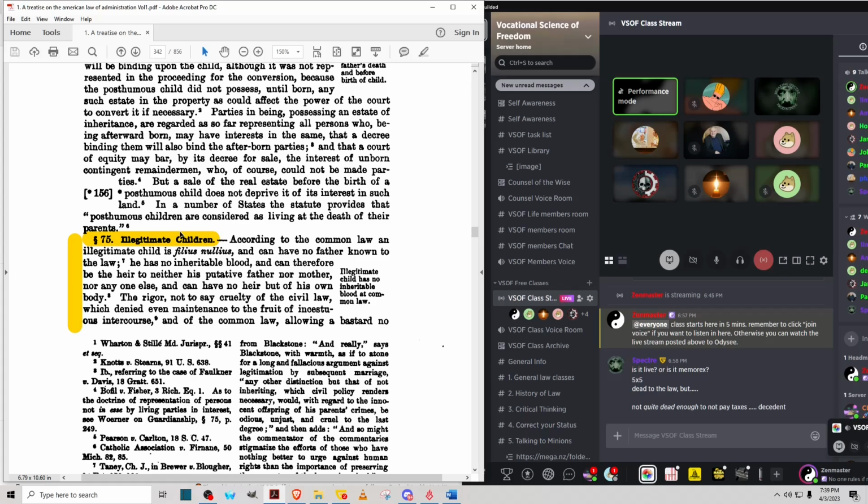be the heir to neither his putative, I don't know if I'm pronouncing that right, putative, I guess that's putative, father nor mother, nor anyone else, and can have no heir but of his own body.